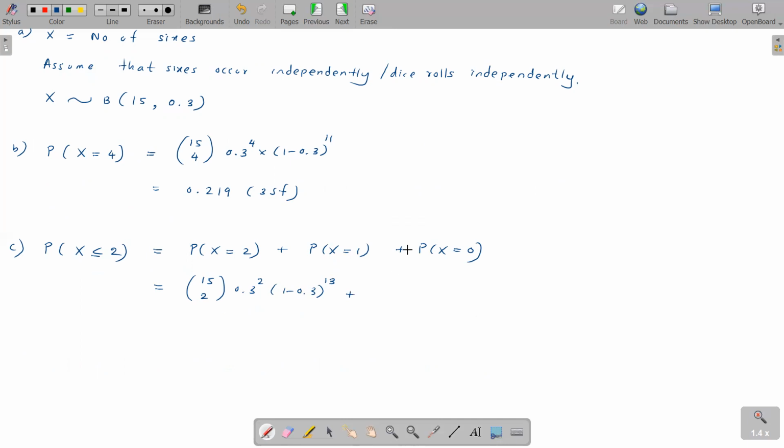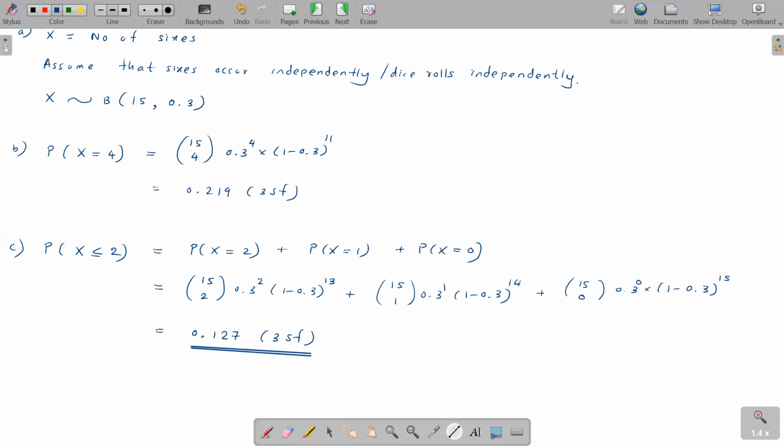Right? Then the next one, x equals 1, 15C1, 0.3 to the power 1, 1 minus 0.3 to the power 15 minus 1 is 14, plus 15C0, 0.3 to the power 0, 1 minus 0.3 to the power 15 minus 0. So it's a matter of giving everything over here in the calculator and then you can get the answer. What's the final answer? 0.1268, it goes on. So 0.127 to 3 significant figures. You can type it in the calculator and check your answer. Okay, so I hope this is clear with everyone. So this is the beginning of modeling data by using binomial distributions.